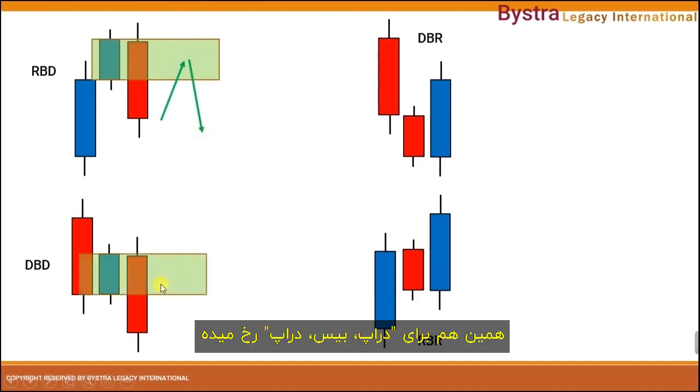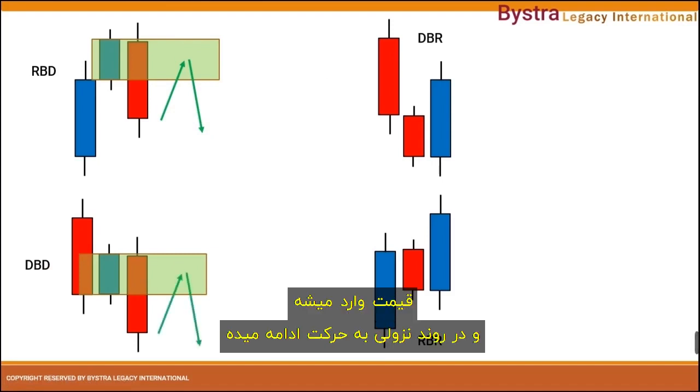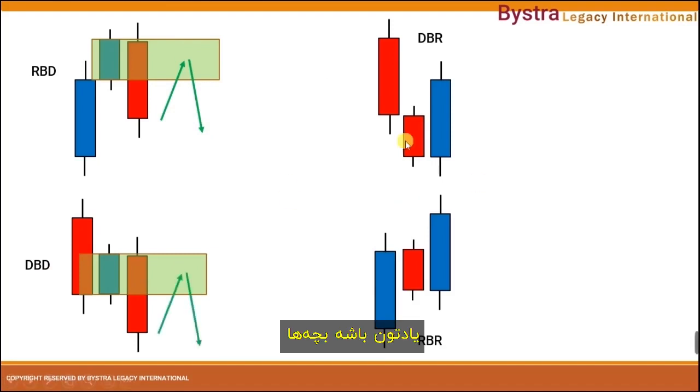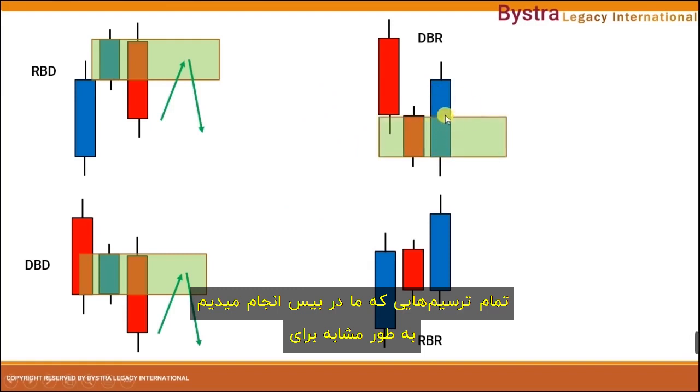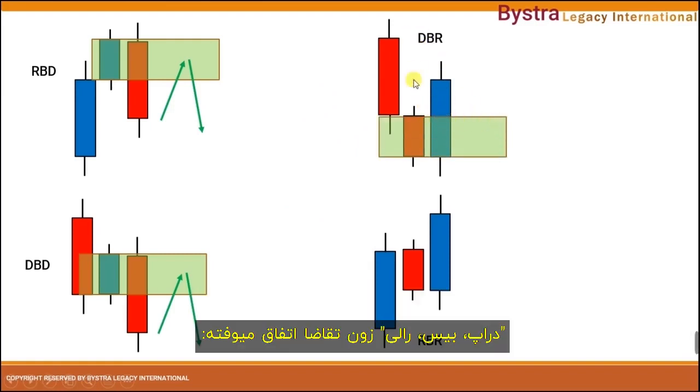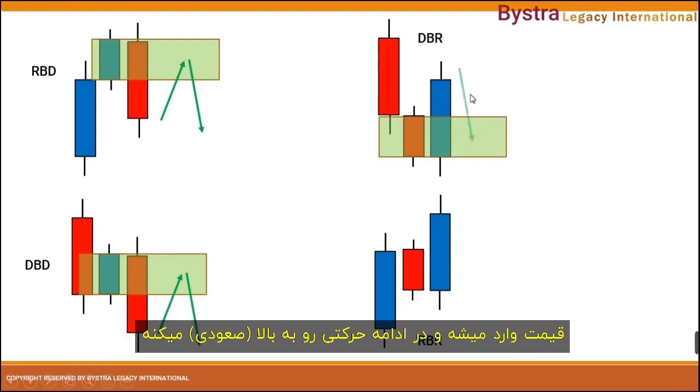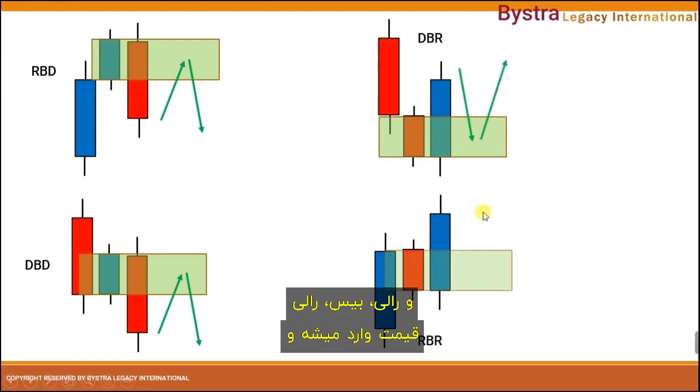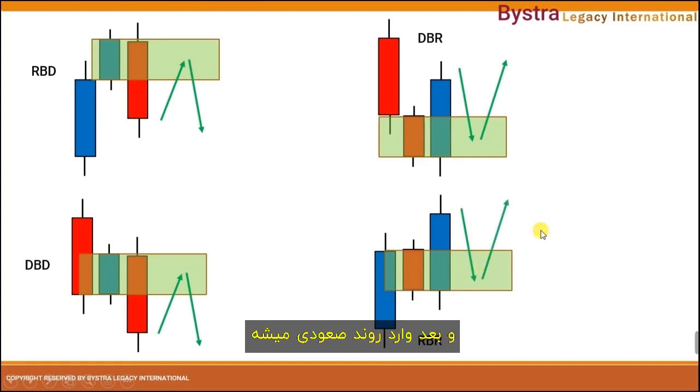The same goes with drop base drop. This is also a supply zone. Price comes in and continues on the downtrend. Remember, guys, all we mark is the base only. The same goes with drop base rally for the demand zone. Price comes in and continues upward, and with rally base rally, price comes in and goes to the uptrend.